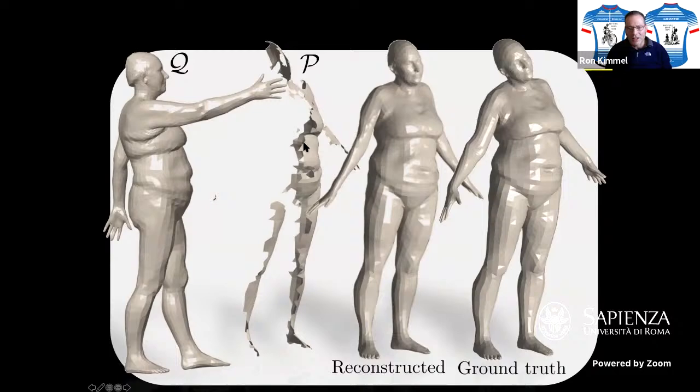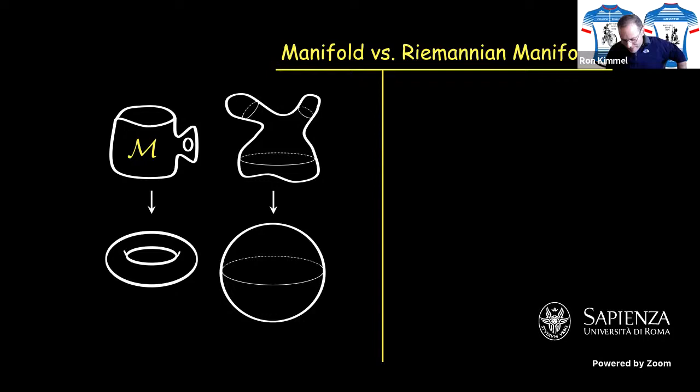Now, going back a little bit, we have looked into shapes, trying to represent them as manifolds. So what is a manifold? The manifold is a topological structure.